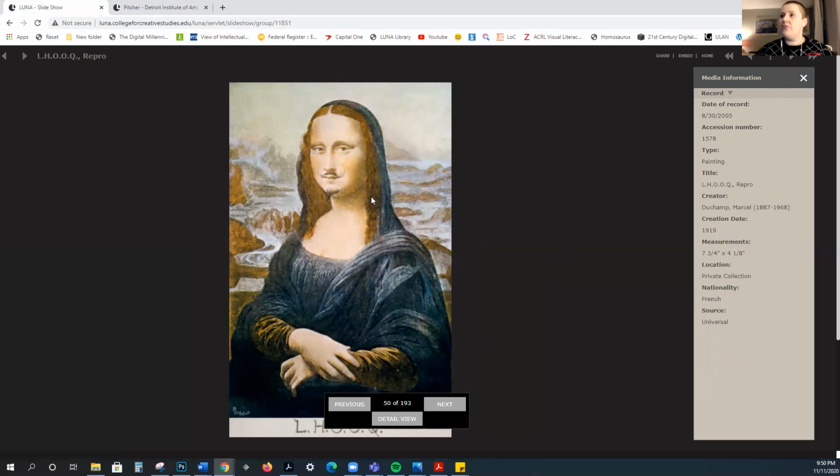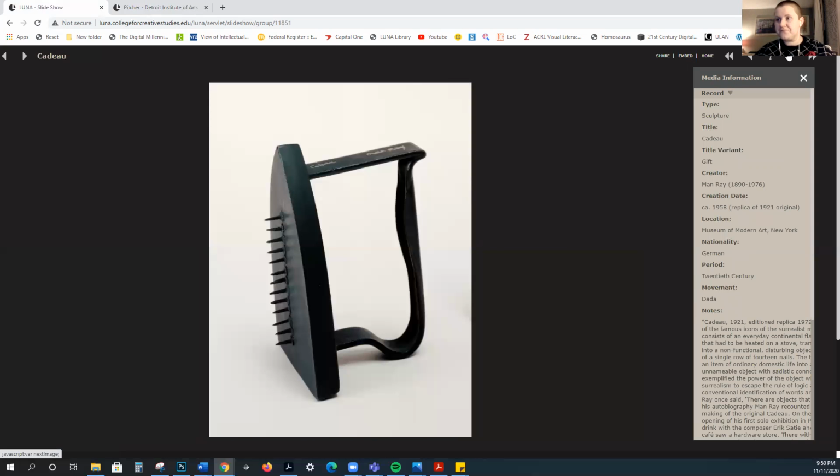The element of absurdity. So this is L.H.O.O.Q. by Duchamp, and here he has drawn a little mustache and goatee on the Mona Lisa. Okay, and this is called Cadeau. This is by Man Ray. And this is an iron.